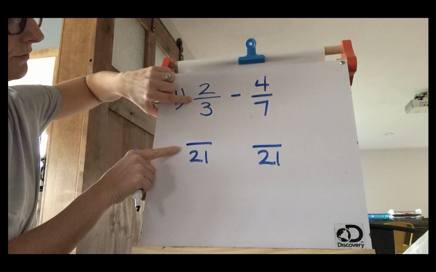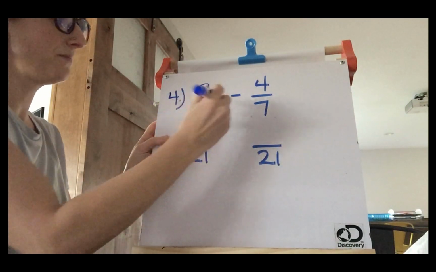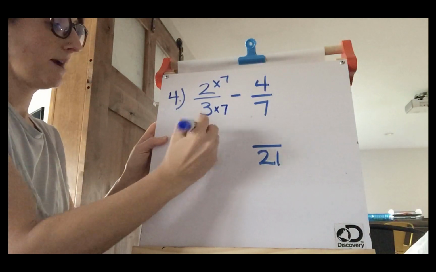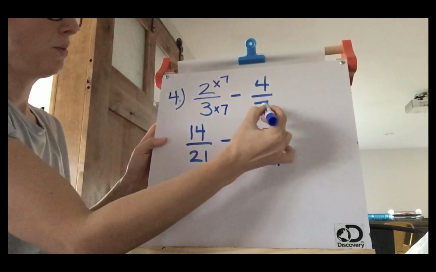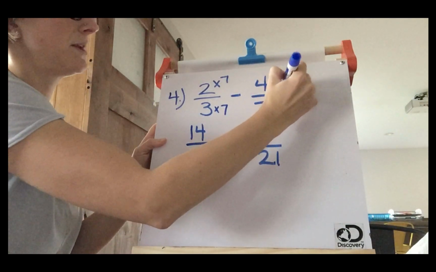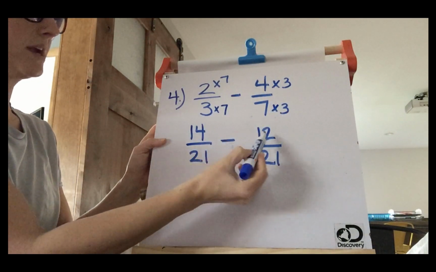Now we need to write equivalent fractions with 21 in the denominator. So what times 3 gives me 21? 7. So I have to take my numerator and multiply it by 7. I'm going to get 14/21 minus, what times 7 is 21? 3. So I have to multiply my numerator by 3. That's 12. So now I have 14/21, take away 12/21.